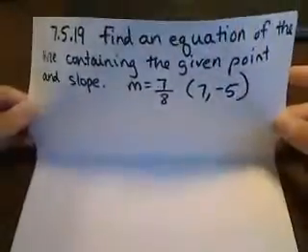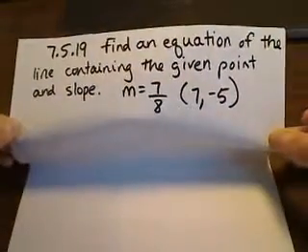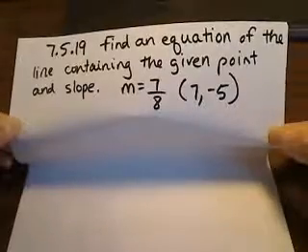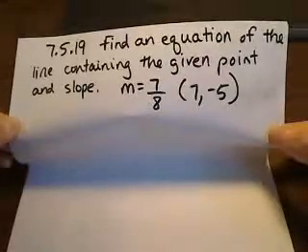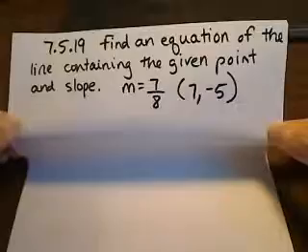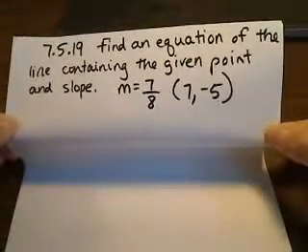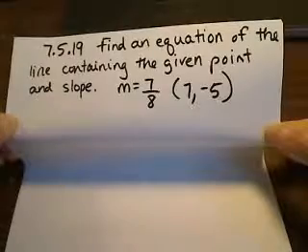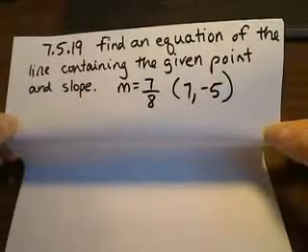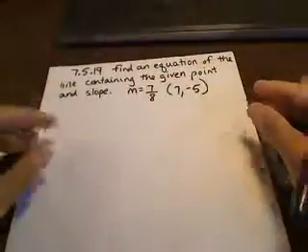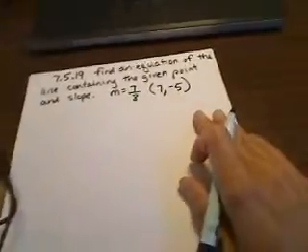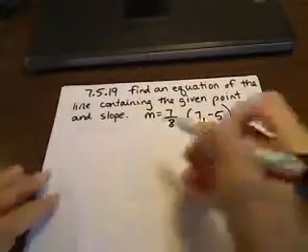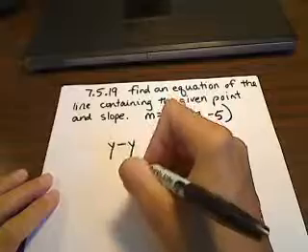Okay, so here's a question that was asked over email, and it's from section 7.5. 7.5.19 is the problem. The question asks, find an equation of the line containing the given point and the slope. So they're giving you a point and a slope, and they want you to find the equation of the line. Okay, so what we're going to have to do here is use this point-slope equation.